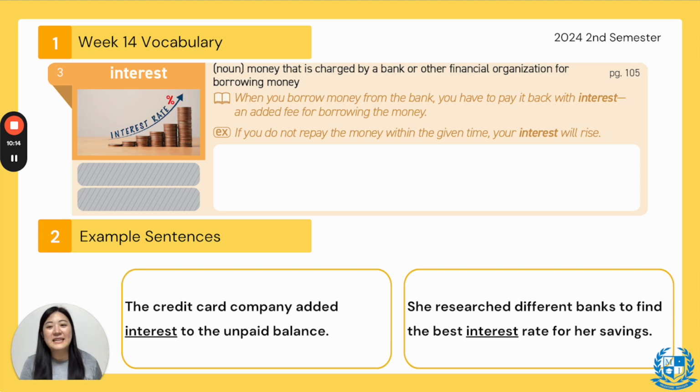Let's look here. It says the credit card company added interest to the unpaid balance. Again, since you didn't pay back the credit card, then you have to pay more money for interest. Next one, it says she researched different banks to find the best interest rate for her savings. So this is opposite. Some banks we can save money there, but then they'll give us some money back as like a reward for saving our money. Although this interest is very little, it's still better than nothing.